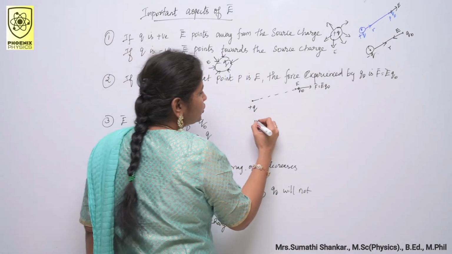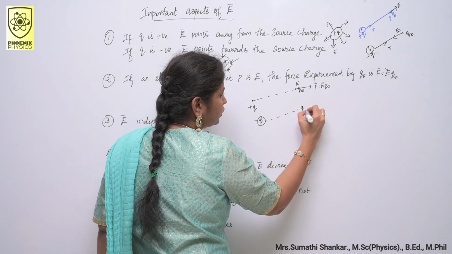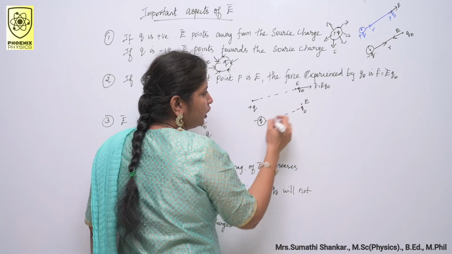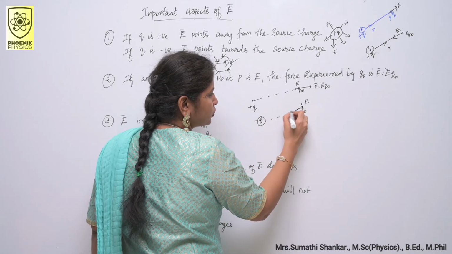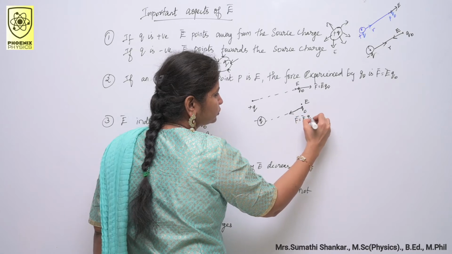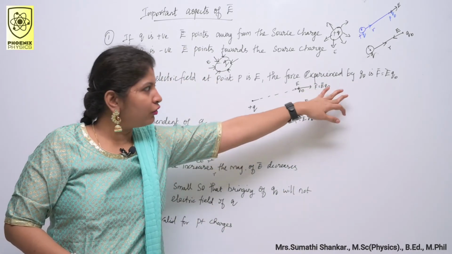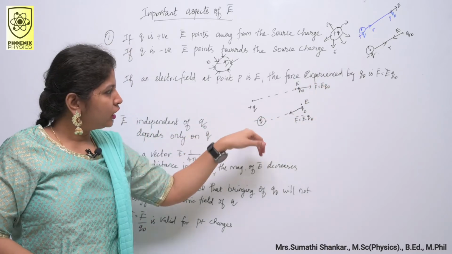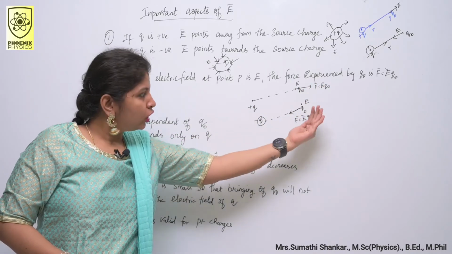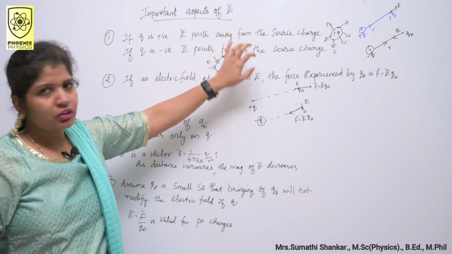Suppose if Q is negative, this is Q naught. At this point the electric field is E. How do you mark the direction? Like this. F is equal to E Q naught. If it is a positive charge, the force acts away from the source charge. If it is a negative charge, the force acts towards the source charge. Same as our first point.